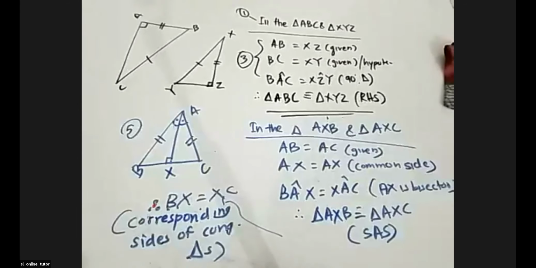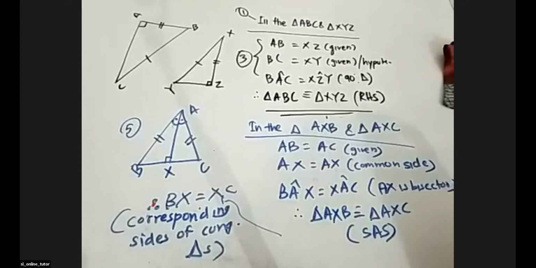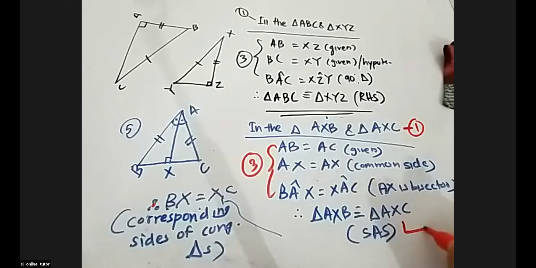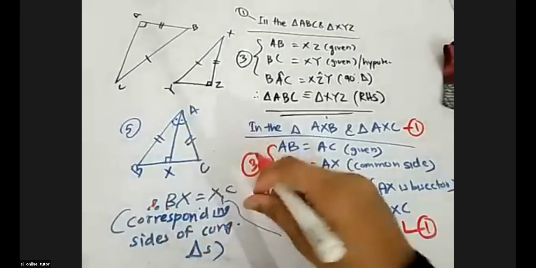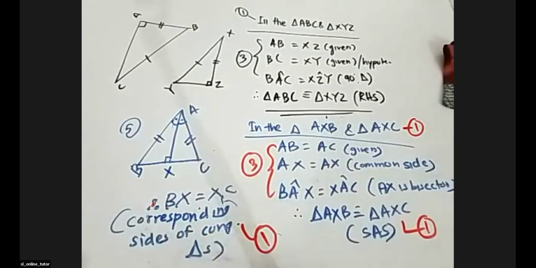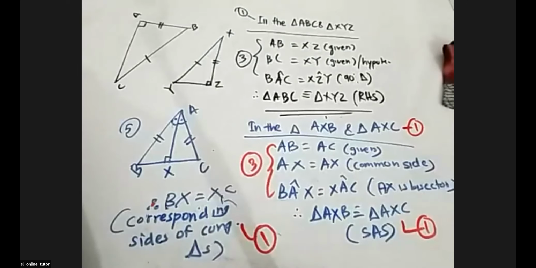So your marks you are getting for this one. For writing this congruency, I'm going to give you how many marks? Just like this previous one, 1 mark for this one, 3 marks for this one. For this case and all, you get 1 mark. And for this one, finally telling this answer, you're getting 1 mark. So reason should be also written. So 6 marks for the question number 5.